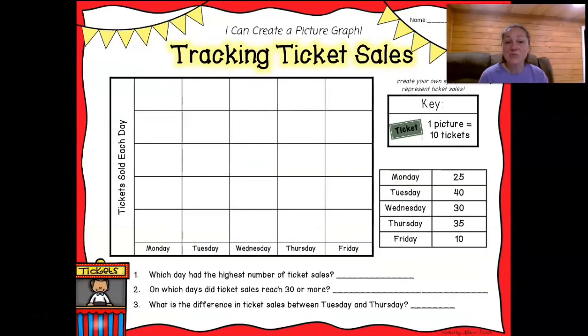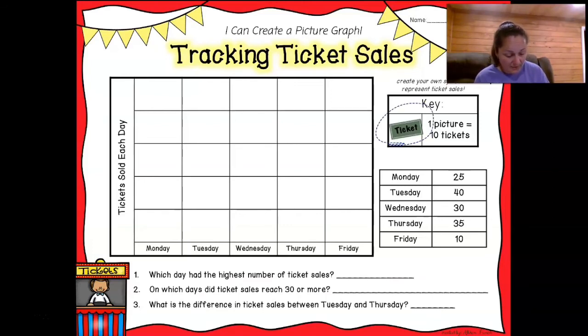We're looking at tracking ticket sales. We're going to create, and again, I've got my little picture that I've already put there just to get us ahead. It shows 1 picture, or 1 ticket, equals 10 tickets. When I look at Monday, it says 25. What am I going to do? Well, if 1 ticket equals 10, and I'm going to need a 5, I'm going to need half a ticket, right?